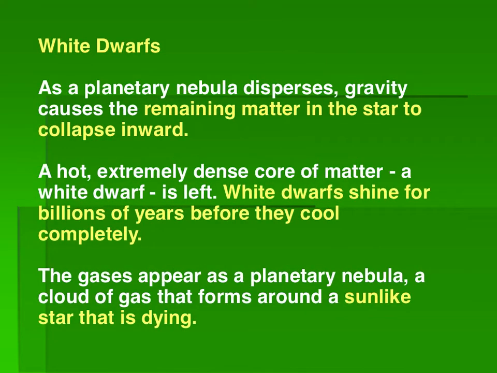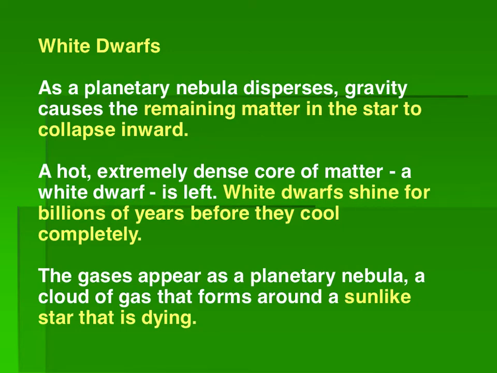Okay, the final stage, the retirement, I want to call it maybe, of the star is the white dwarf. As that planetary nebula disperses, as those gases disappear, gravity causes the remaining matter to collapse inward. They condense into something we call the white dwarf. So a hot, extremely dense core of matter is left as a white dwarf. White dwarfs shine for billions of years before they're totally cool.